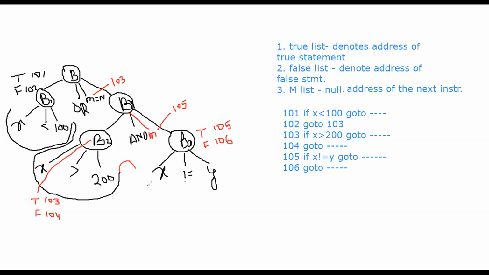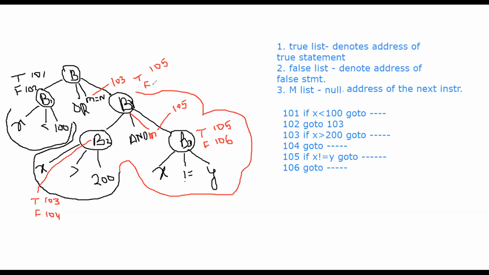Now, where have we reached? We have scanned till B3. The M list is already formed. Now we have reached B4. Now we have to create a true list for B4 and a false list for B4. Fine. So write down the rule for B4. What will B4 contain? B4 will contain the address which is written at the M list. What is the address of the M list? That is 105.